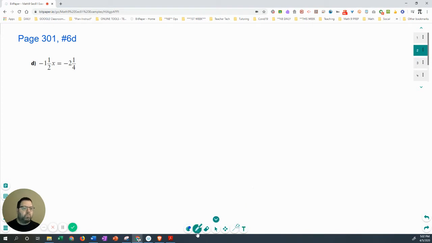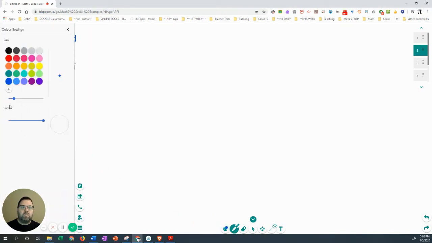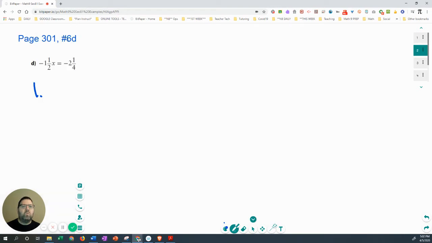I picked this one because obviously it has mixed numbers, and I know for some of you maybe that would prove to be a little bit of an issue. So here's the first thing I would do. I would convert the mixed numbers to improper fractions.